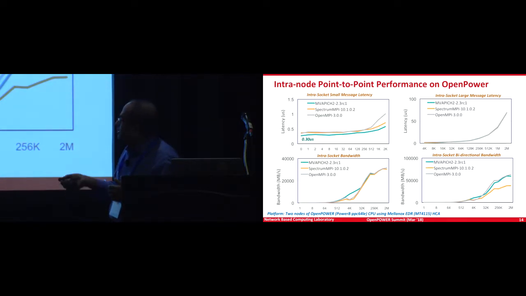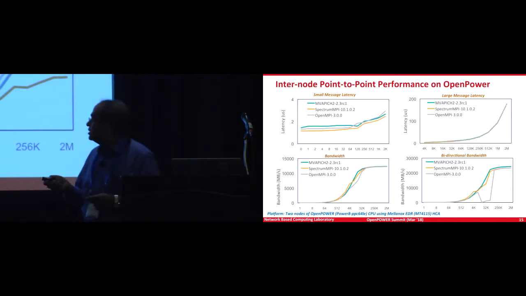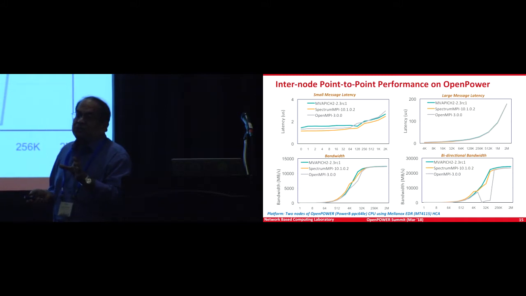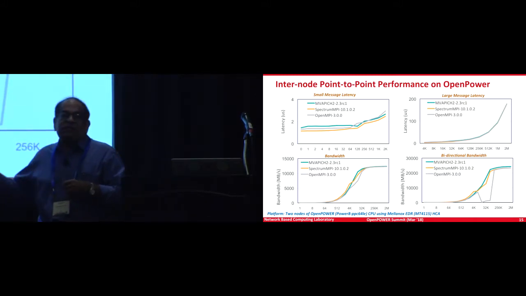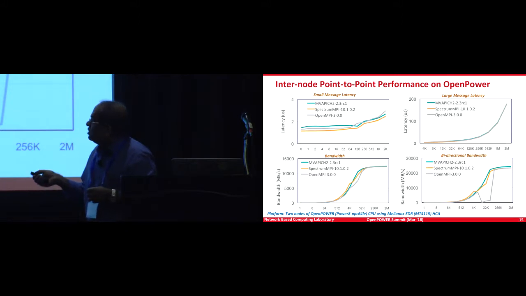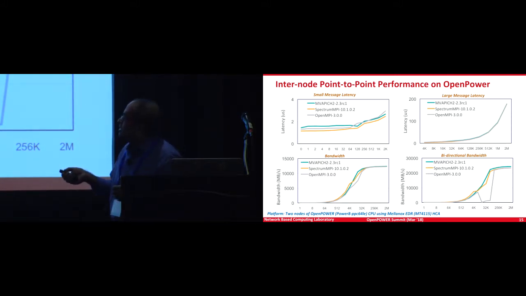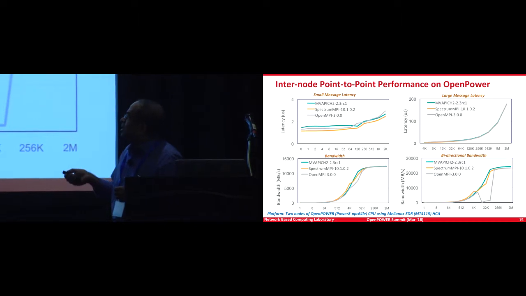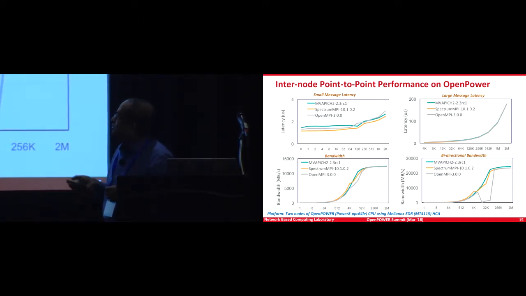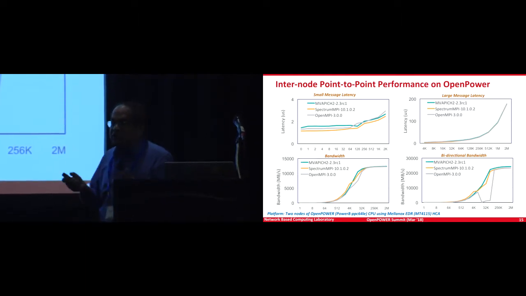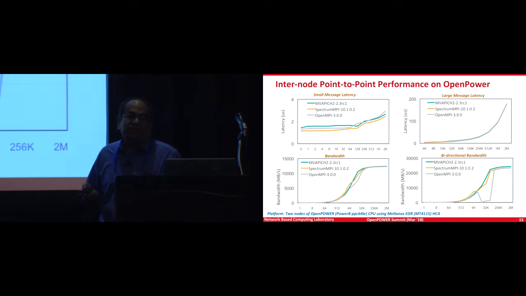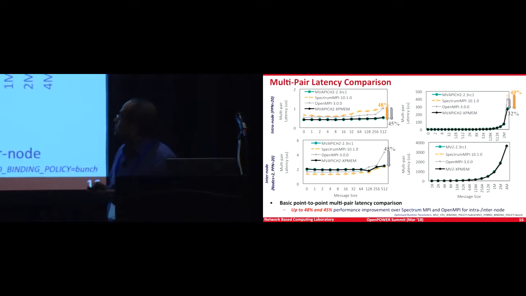Intra-socket bandwidth, again, we are able to deliver equal or better than the other stacks, and for very large messages we are also very comparable. These are the internode results, that means from node to node across the InfiniBand interconnect. Here we lose out a little bit. We have been continuously working on better solutions to have comparable performance with the other two stacks. But for large message latency, bandwidth, and bidirectional bandwidth, you will see we are able to deliver equal or better than even the other two stacks.